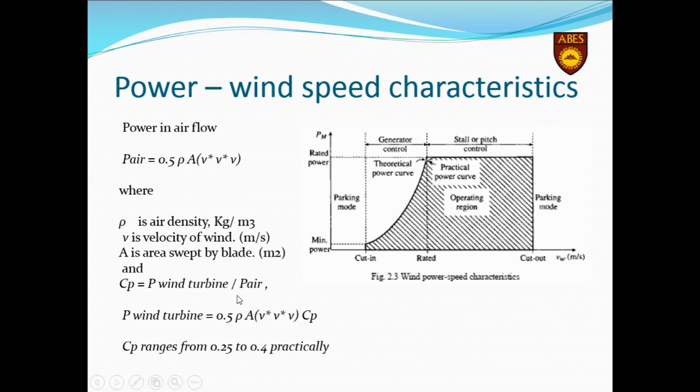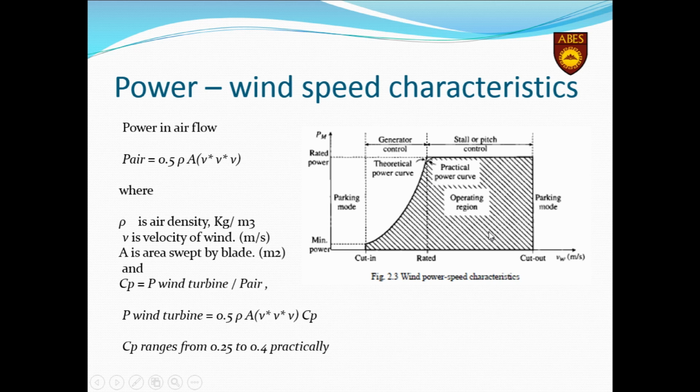So it's a constant, and generally it has a value from 0.25 to 4. So this is the overall relation for wind turbine. Now coming to this characteristics again.